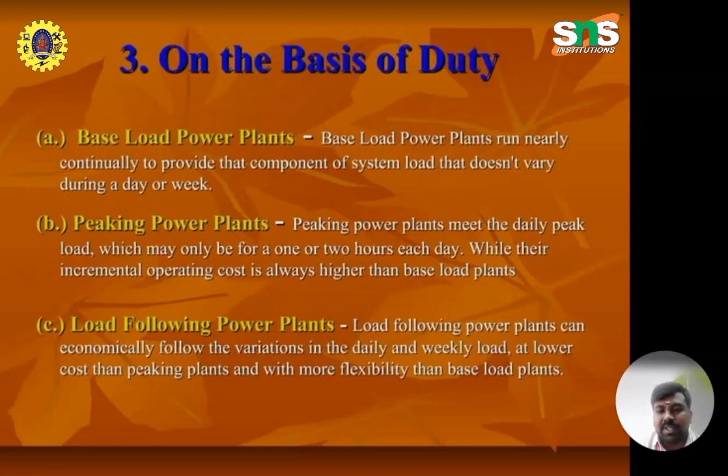Then on the basis of the duty, power plants are classified into three types. The first one is base load power plants. Base load power plants run nearly continuously to provide the component of the system load that does not vary during a day or week. The second type is peaking power plants. Peaking power plants meet the daily peak load, which may only be for one or two hours each day, while their incremental operating cost is always higher than the base load power plants.